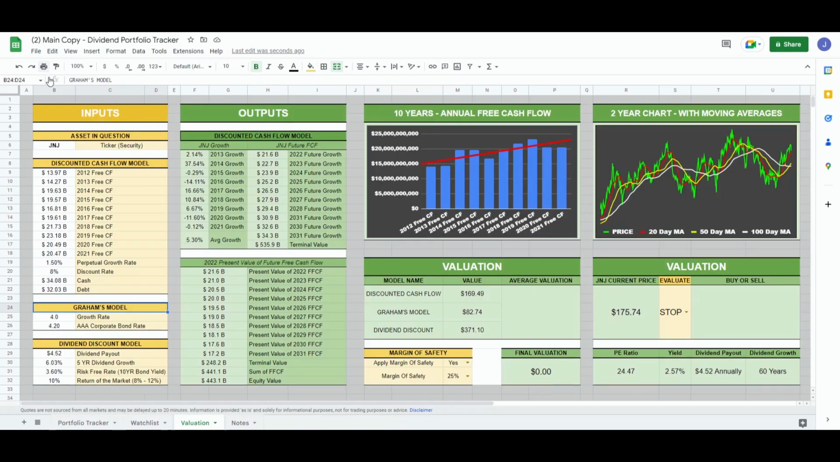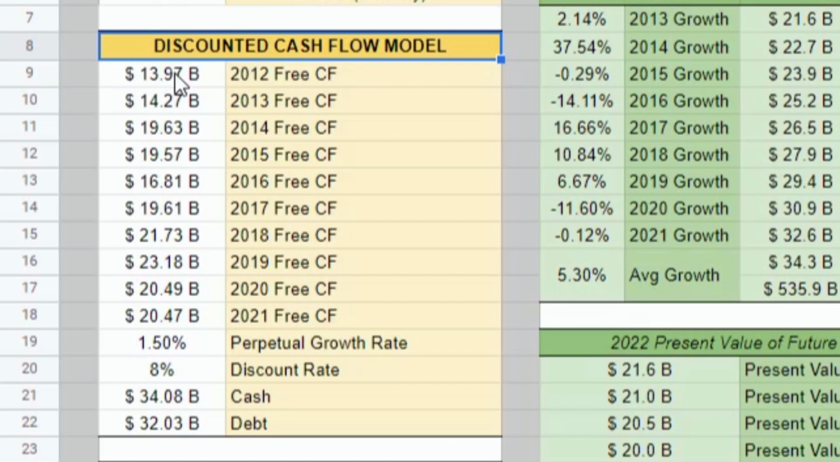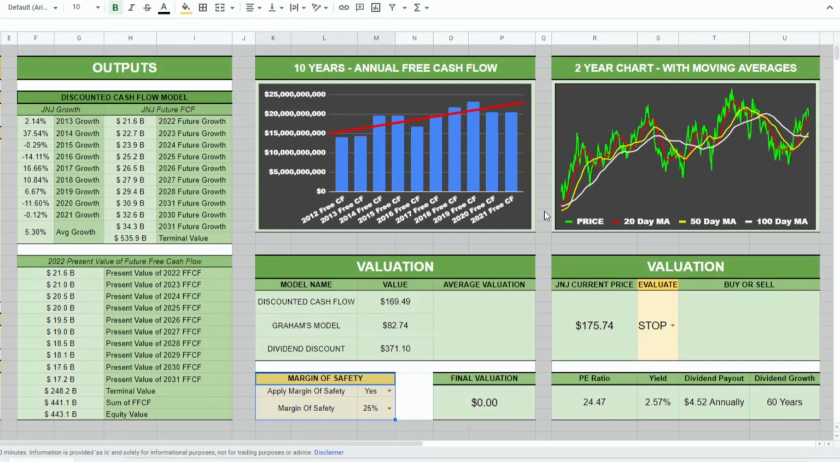But today we are looking at the valuation spreadsheet. We're going to do discounted cash flow for J&J. First off, we need all of these things right here in the white. Like most of my calculators, all the inputs are in the yellow and all the outputs are in the green.